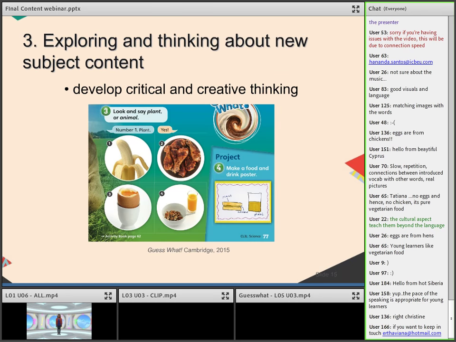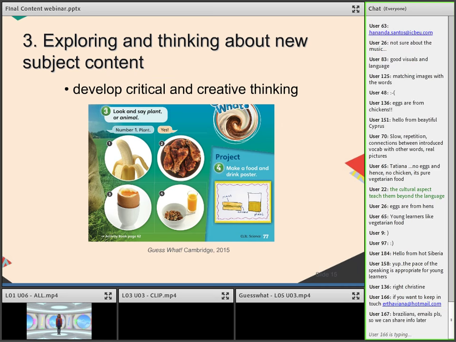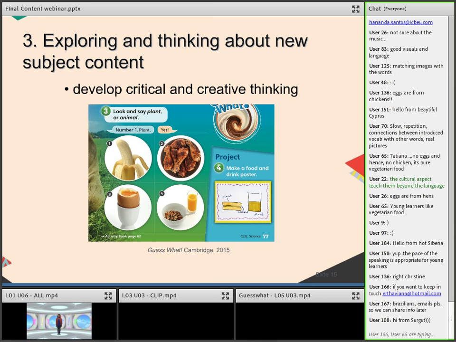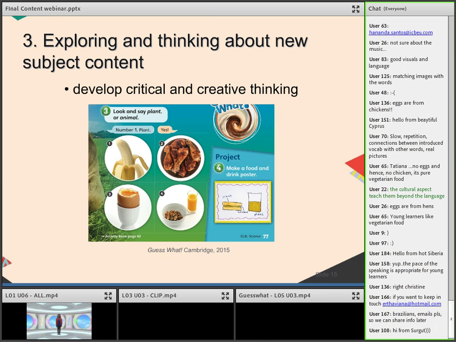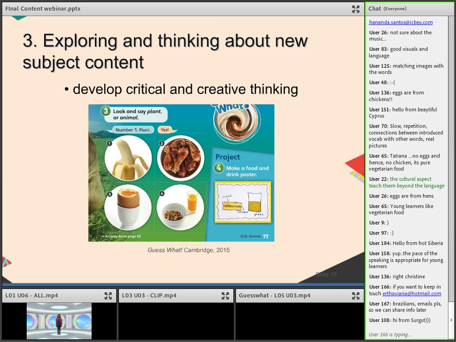Thank you. So we've seen how we can motivate pupils when introducing new content and when presenting it. Let's now look at the third point, ways of motivating pupils as they explore and think about new subject content. Designing interactive activities motivates most pupils and also develops critical and creative thinking as well.